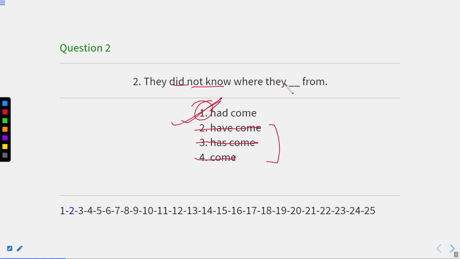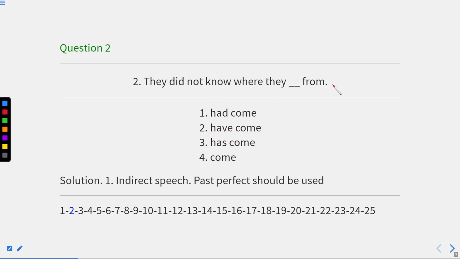Obviously, if you see the sentence very carefully, you will find that this part of the sentence is showing us the action which occurred or which happened before this action. Okay, so here where they had come from. So the answer of the second is the first one, that is indirect speech, and past perfect should be used, that is had come. Okay, so they did not know where they had come from. Okay, now let us move to the next one.